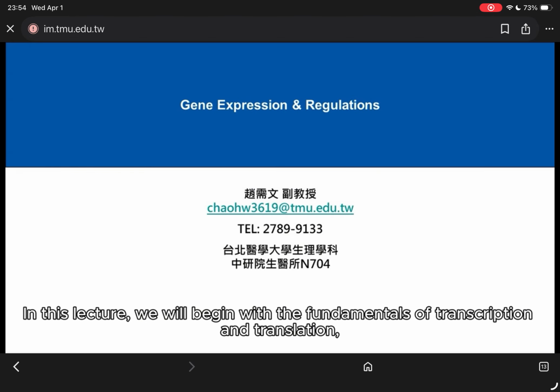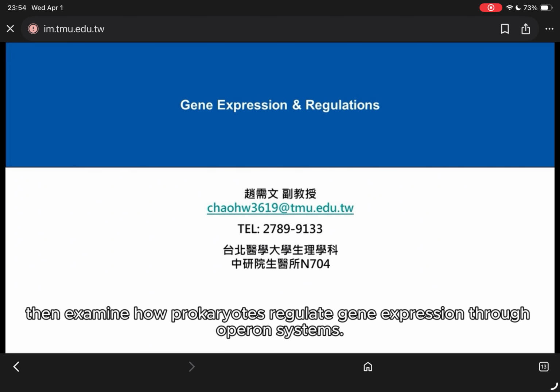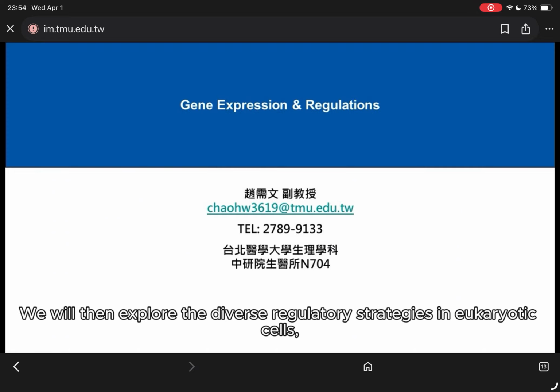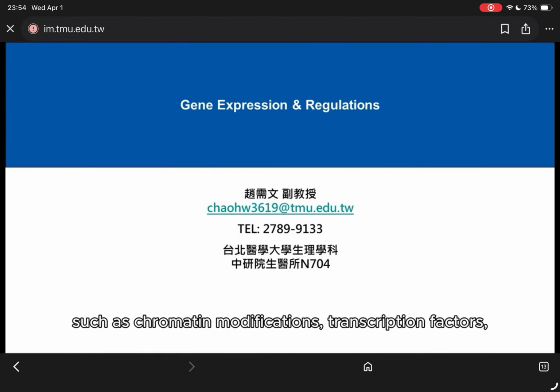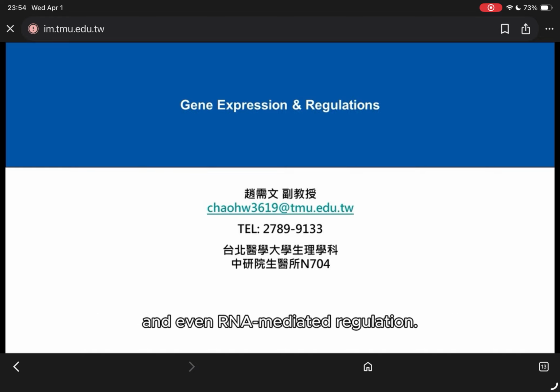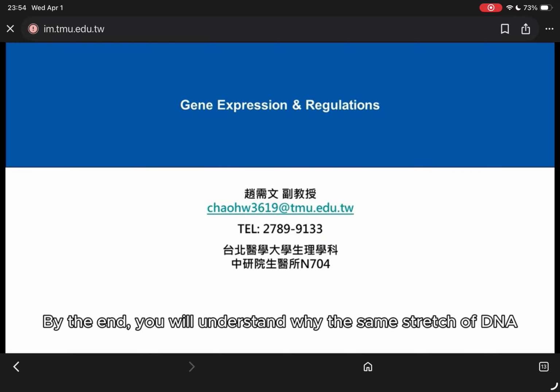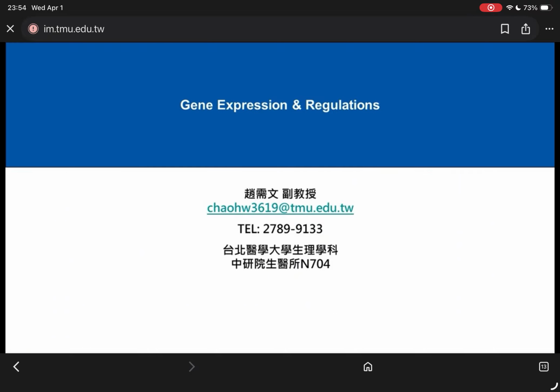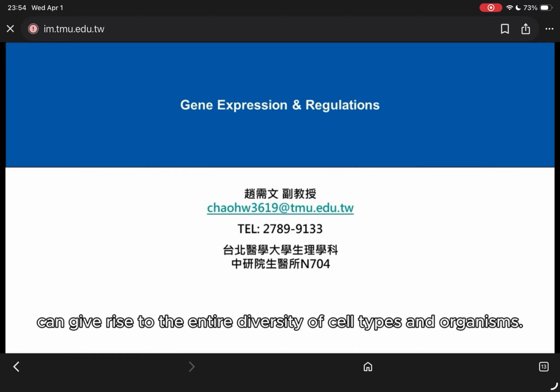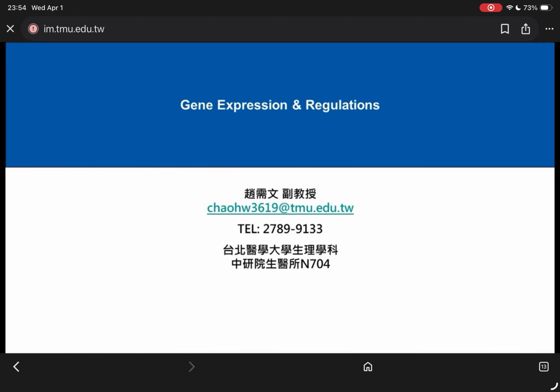In this lecture, we will begin with the fundamentals of transcription and translation, then examine how prokaryotes regulate gene expression through operon systems. We will then explore the diverse regulatory strategies in eukaryotic cells, such as chromatin modifications, transcription factors, and even RNA-mediated regulation. By the end, you will understand why the same stretch of DNA can give rise to the entire diversity of cell types and organisms. Pretty fascinating, isn't it? Let's get started.